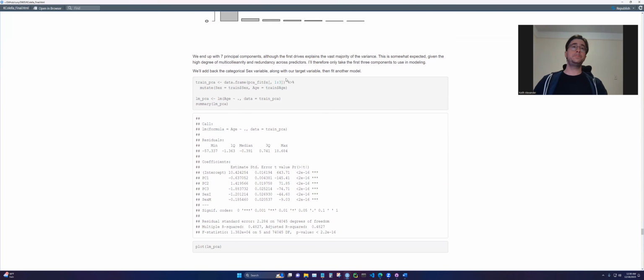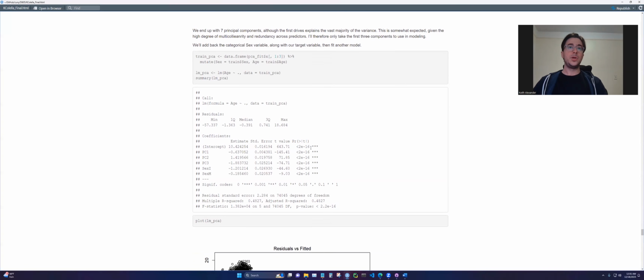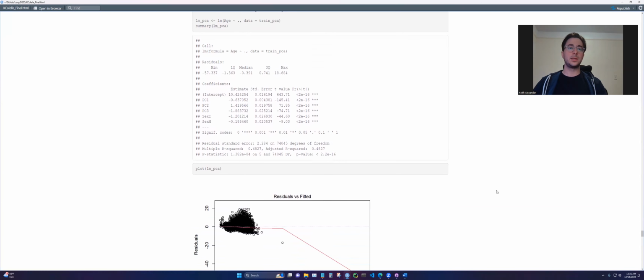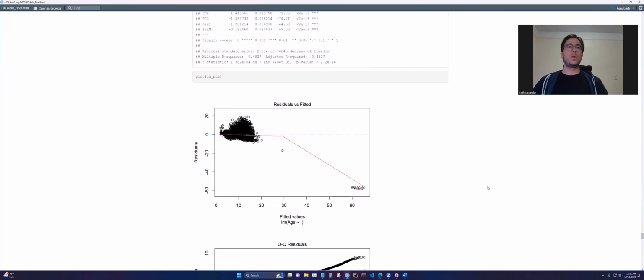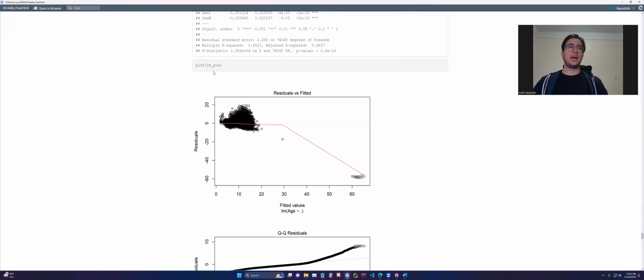So, yeah, if we take these three components, add back in our categorical sex variable, and then add back in our target variable, we can use that for some modeling, which I then fit here. We see that all of our variables are significant, as is the overall model, but our R squared is not great at roughly 0.48. When we plot the residuals, we do see, again, these two outlier points.